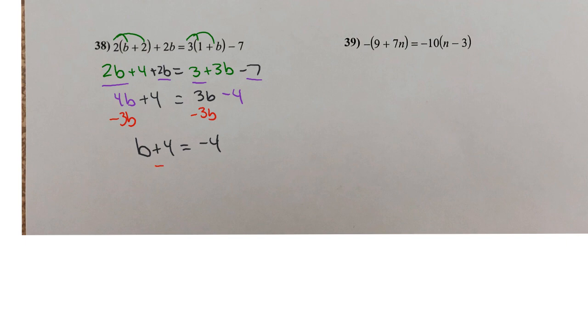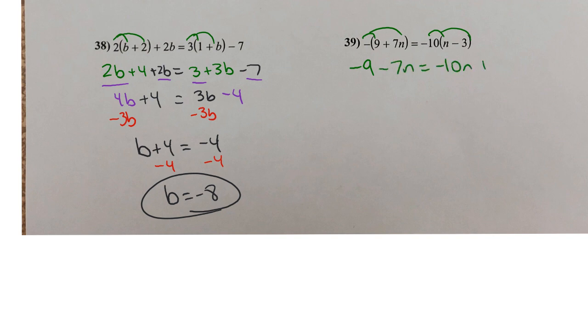Now I'm going to get rid of the addition. I get rid of addition with subtraction. So I end up with b equals negative 8. Done. 39. Same exact concept. Distribute. I have negative 9 minus 7n equals negative 10n plus 30. I'm going to put my letters on the same side. Negative 10 is smaller than negative 7, so I add 10n to both sides.